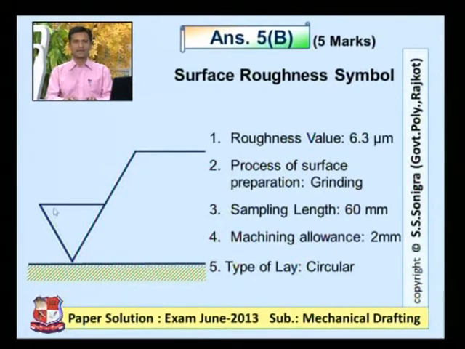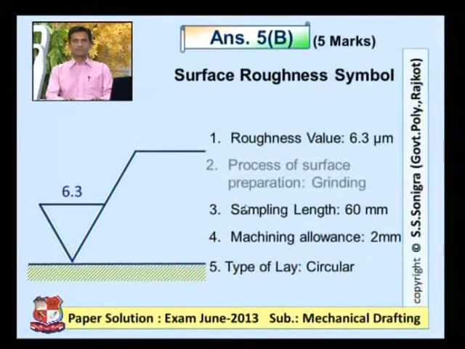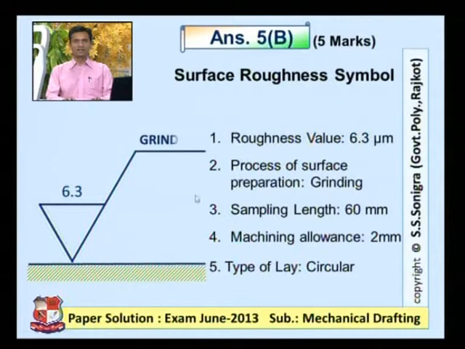So first of all, draw the triangle like this. This yellow colored portion represents the surface which is to be machined. Now first, that is roughness value 6.3 microns, which is written like this. Just write 6.3 over here. No need to write micron or micromillimeter, just write 6.3. Now second is process of surface preparation, that is grinding. So just only write grind over here, above this line.